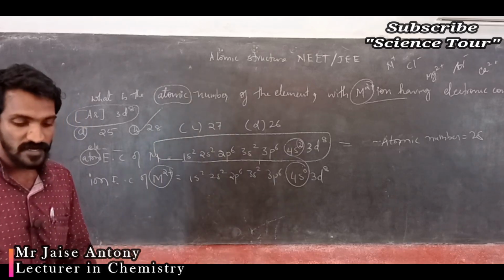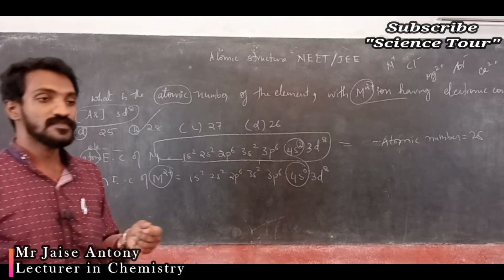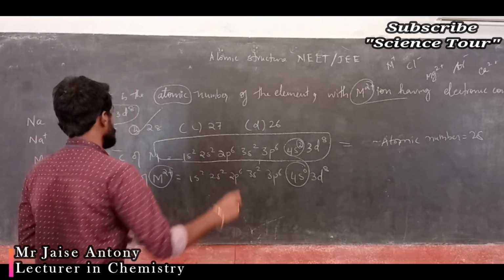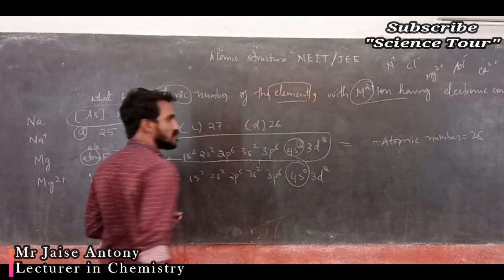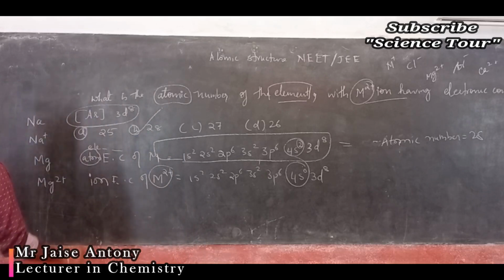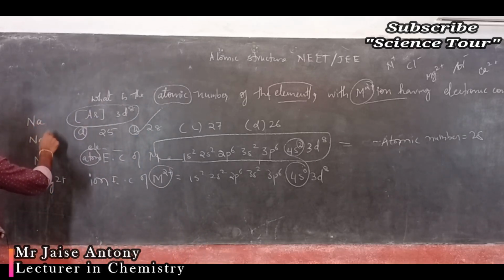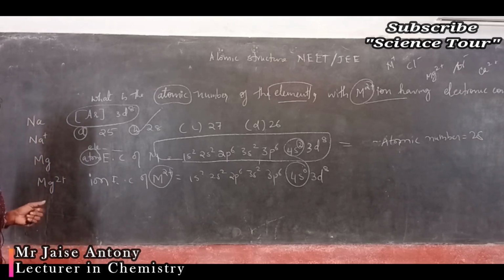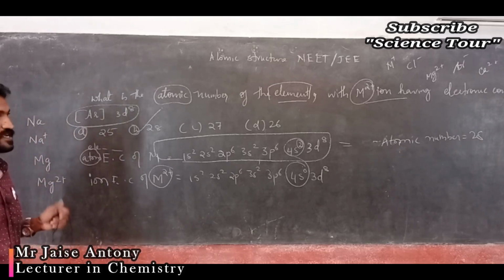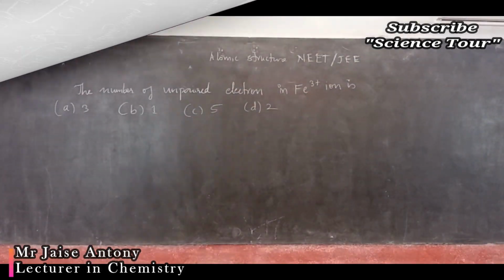See the difference between the sentences. Atom, element. Here, atomic number of the element. Element means it is not an ion. Understood? Here magnesium atom, sodium atom, or you can call it sodium element. But when it says 1 electron is removed or 1 electron is added, then it is an ion. See the difference. My dear students, next question.